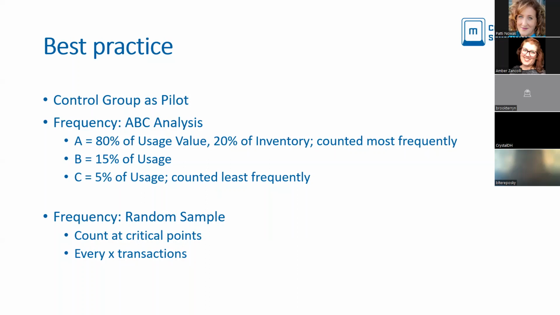Another frequency method is the random sample. And you can use this to count a specific item or items at crucial points in the inventory management process, such as after every 10 or 20 transactions of a specific item being produced or sold.